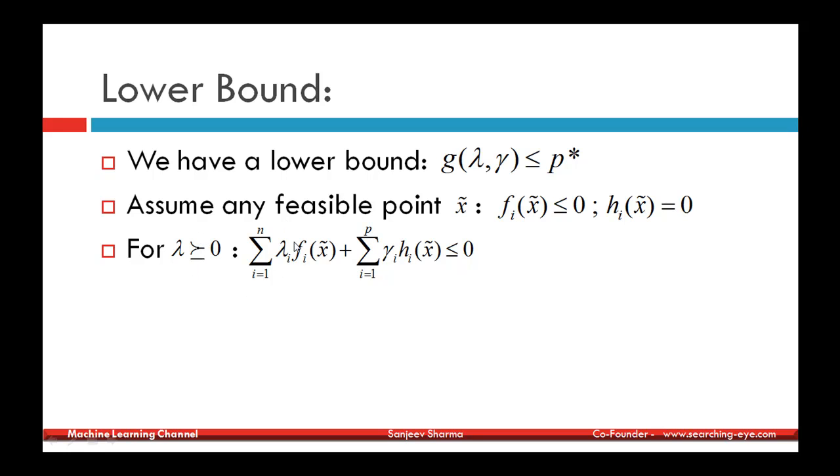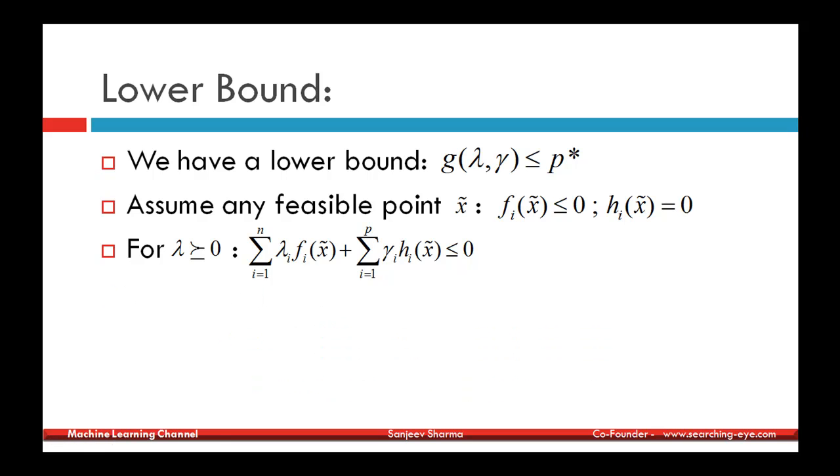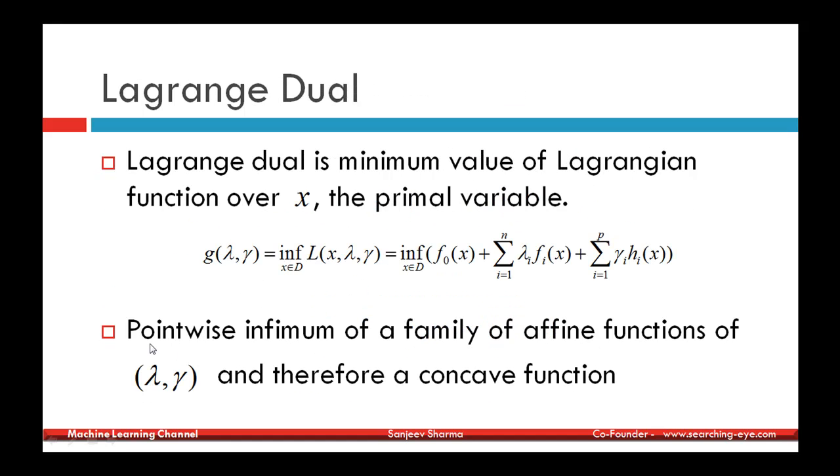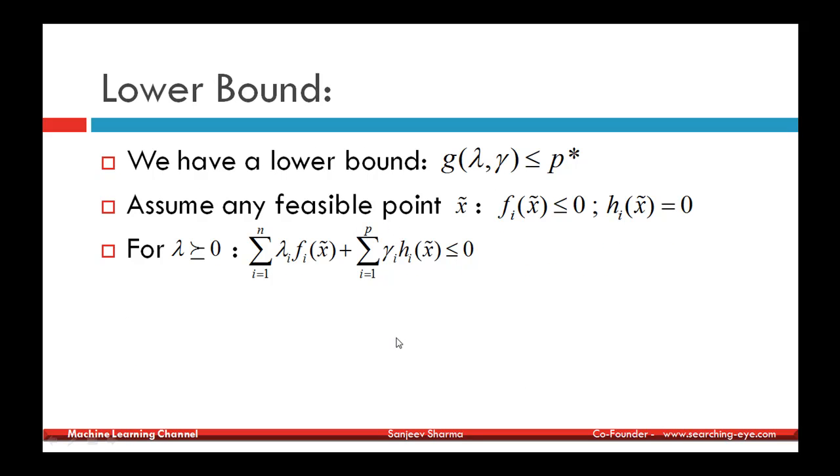So if all the lambda i's are positive, then this expression, that is lambda i times phi i of x tilde, is going to be less than or equal to 0, and this term is going to be 0 since h i is 0. Therefore this expression is less than or equal to 0, and therefore if we add f naught, that is the g of lambda comma gamma is defined as infimum over all x of f naught of x plus this expression. So therefore we can see that the g of lambda comma gamma is always going to be less than or equal to the f naught of x tilde.